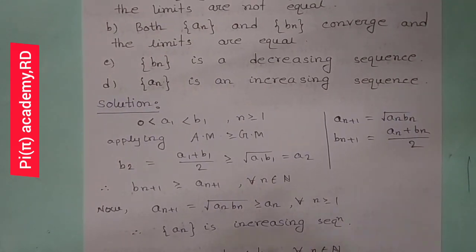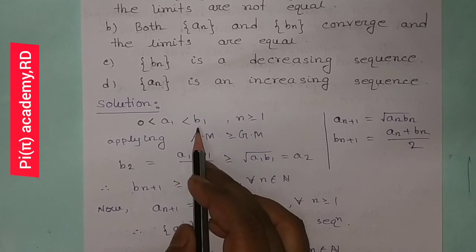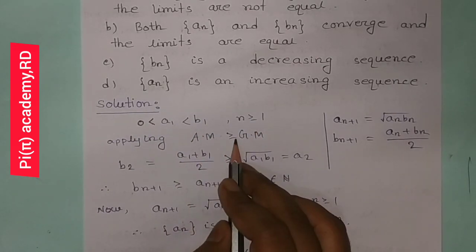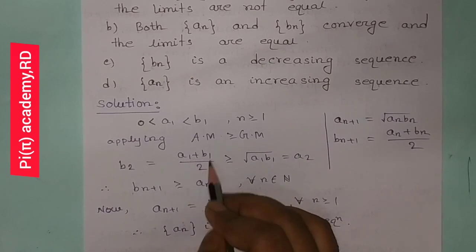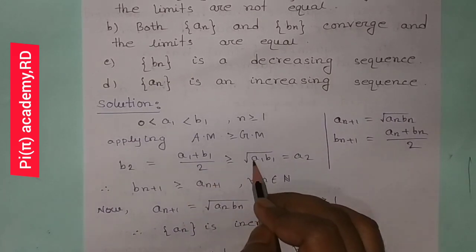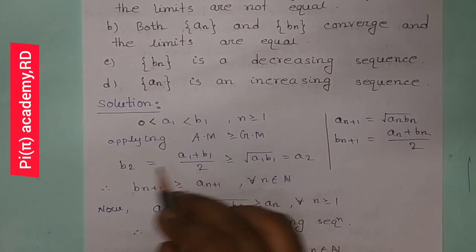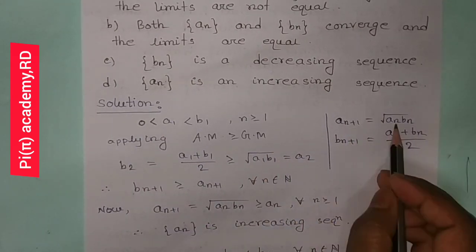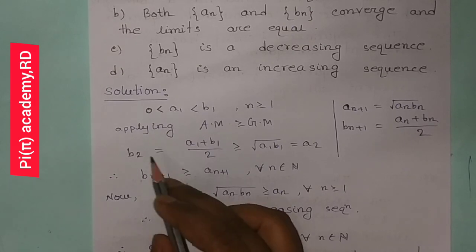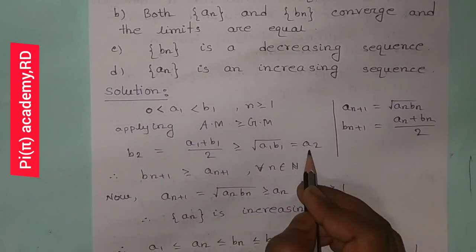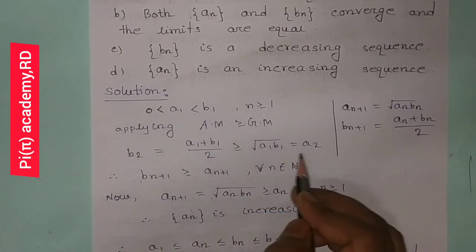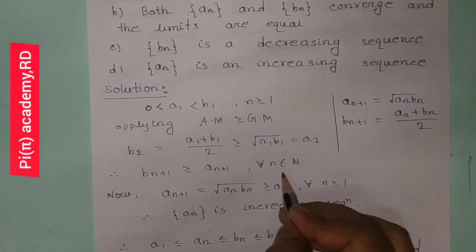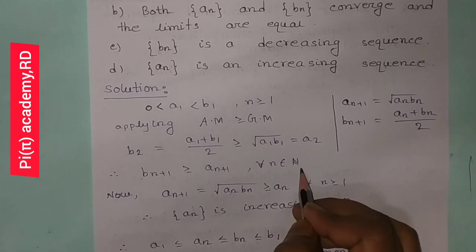Solution. Here 0 less than a1 less than b1 and n greater than or equal to 1. Applying AM greater than or equal to GM, we get a1 plus b1 divided by 2 greater than or equal to root over a1 b1, and this equals b2 by the given condition, and this is greater than or equal to a2 by the given condition. Therefore similarly b3 greater than or equal to a3, b4 greater than or equal to a4, and we get b n plus 1 greater than or equal to a n plus 1 for all n belongs to capital N.